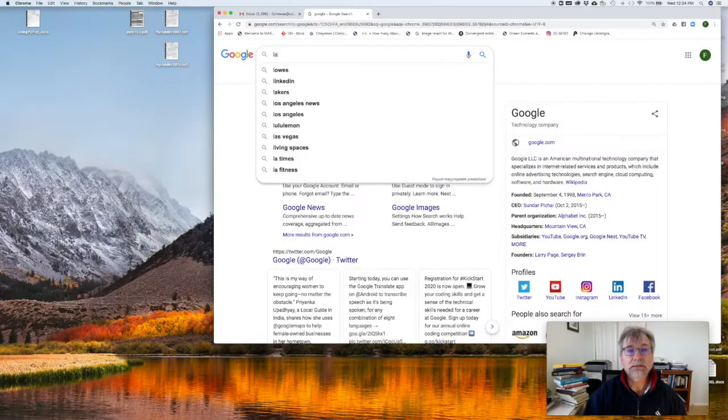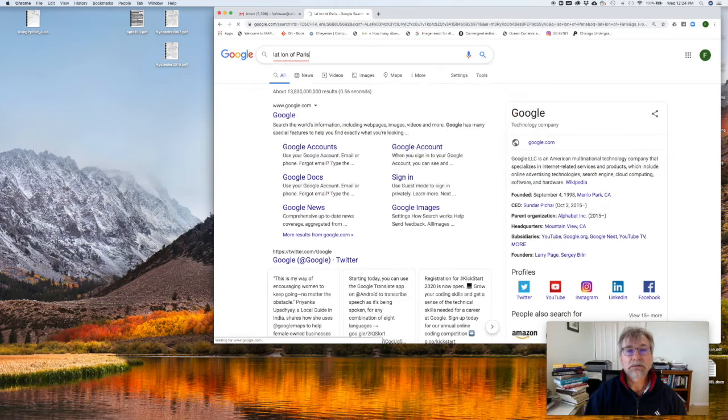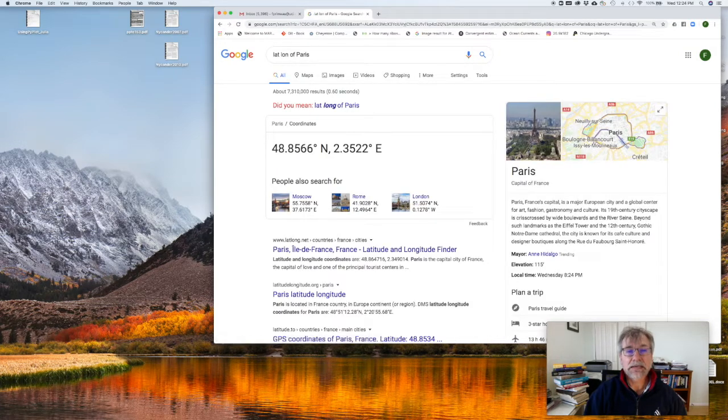So lat lon of Paris, and that is 48.8566 north. And so this is in degrees. We'll have to convert that to radians, which is not too hard, just multiply by pi and divide by 180 degrees. And then the longitude is 2.3522 east, which is in the positive direction, right?